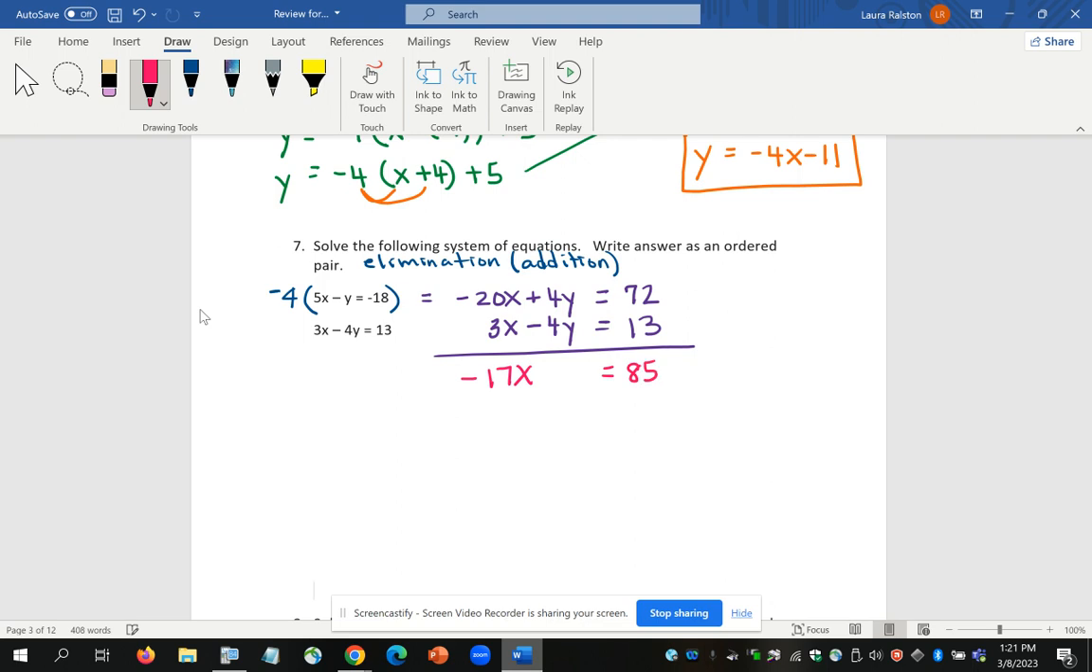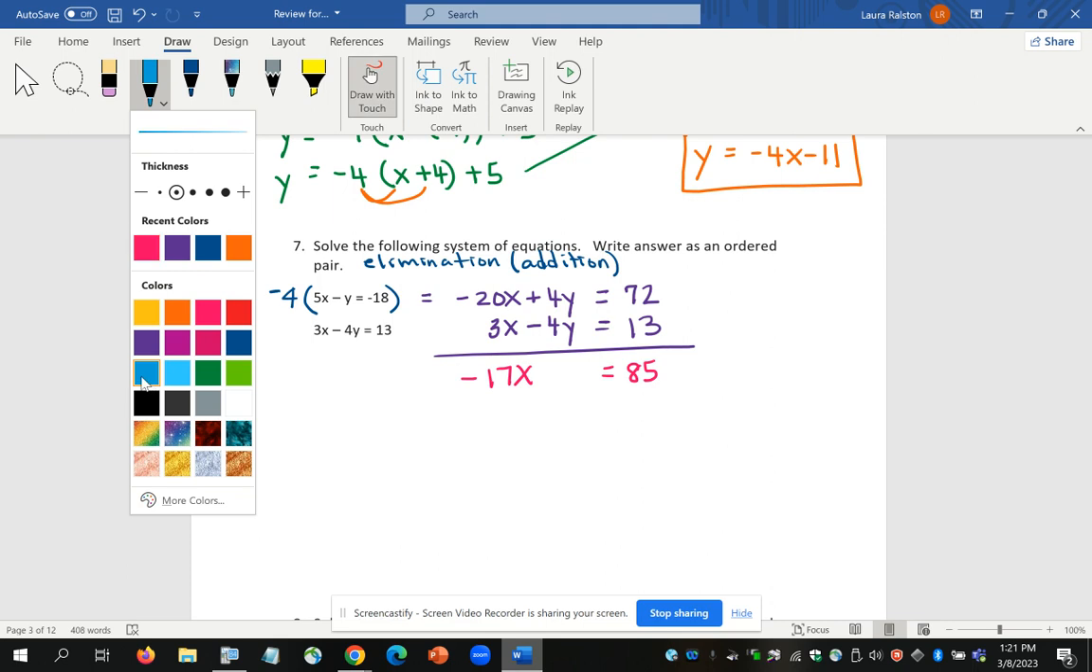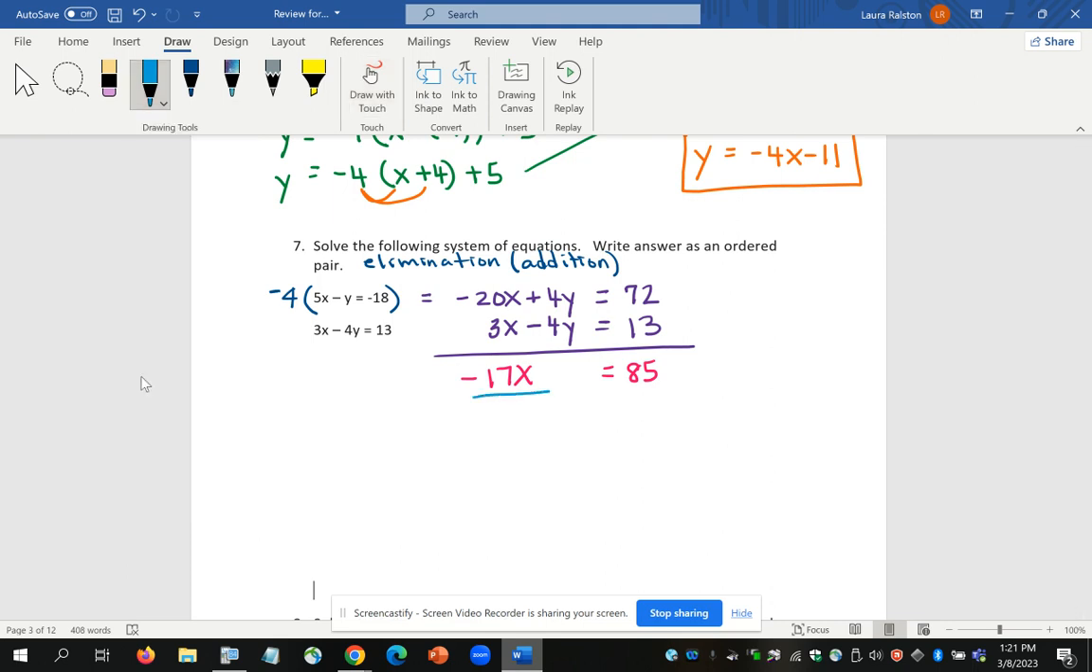So then I have a basic equation with one variable. I'm going to divide both sides by negative 17. So x equals 85 divided by negative 17, which is equal to negative 5. So I know that my x value is negative 5.